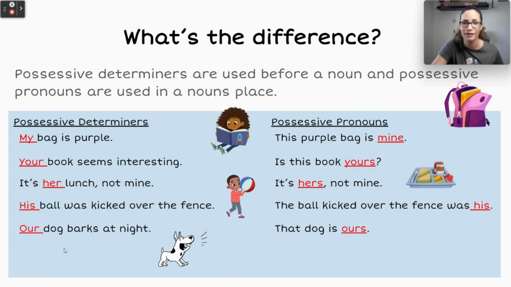Our dog barks at night. And you can see the possessive determiner is before the noun dog. Whose dog? Our dog. Now, with a possessive pronoun, the type of sentence that you could write would be, that dog is ours. That dog is ours.